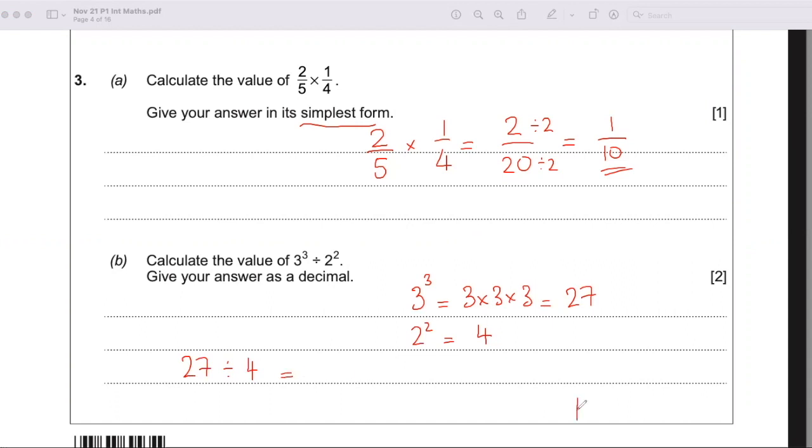You would have to use a bus stop method here. Okay, so see how many 4 goes into 2? None. Remainder of 2. How many 4 goes into 27? Which is 6, and then you have to put a point here, because there will be a remainder of 3. And to continue, you need to write 0. How many 4 goes into 30, which is 7, and that's your remainder of 2. And then you continue with how many 4 goes into 20, which is 5. So your final answer is 6.75.